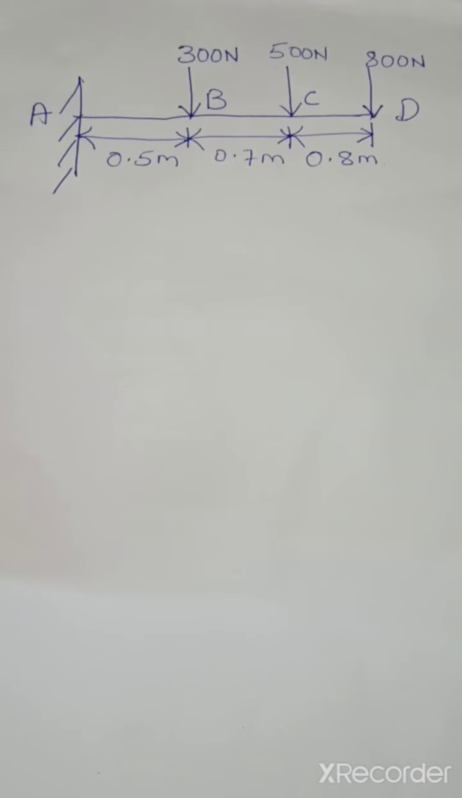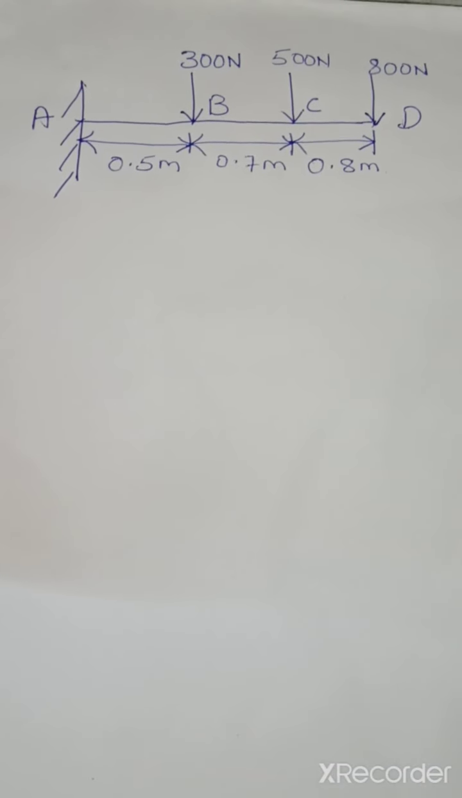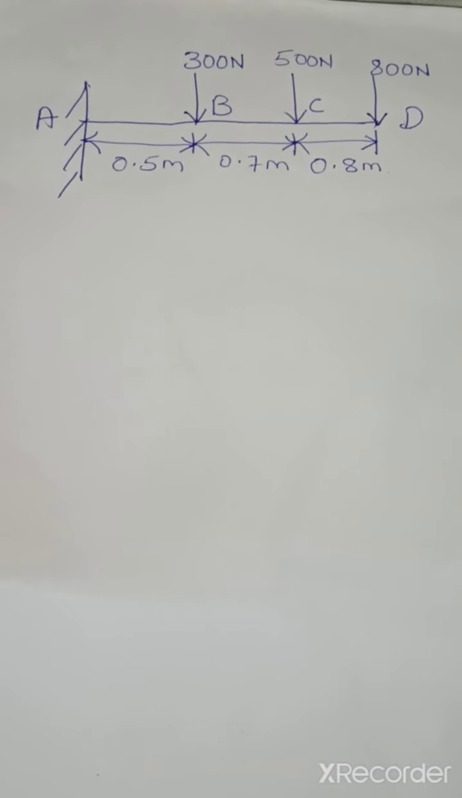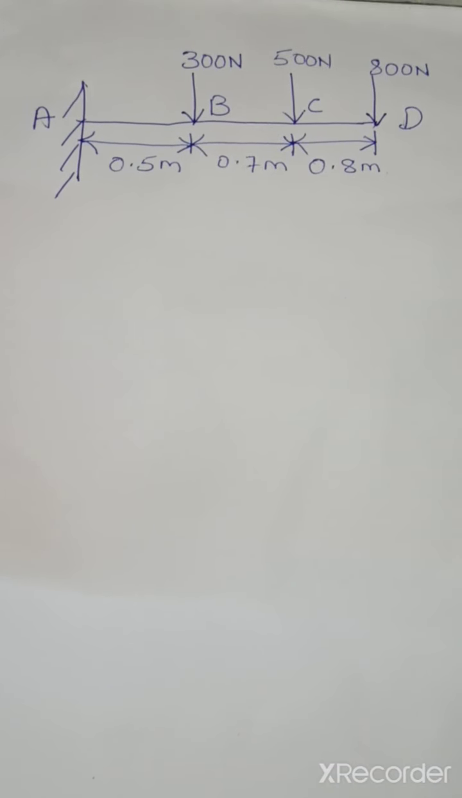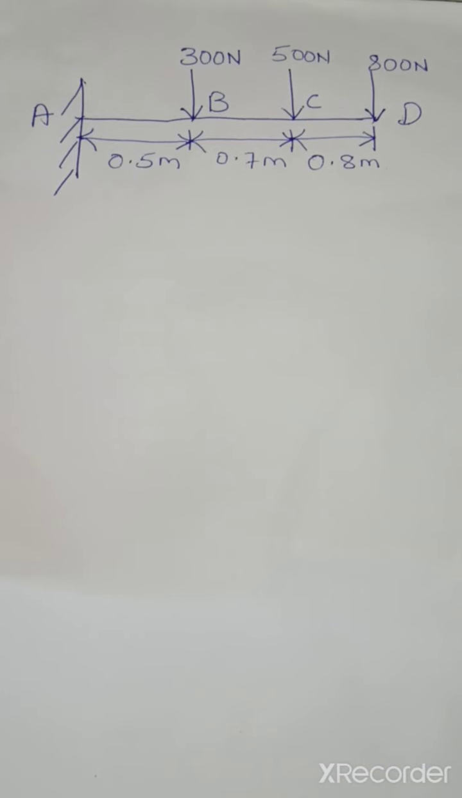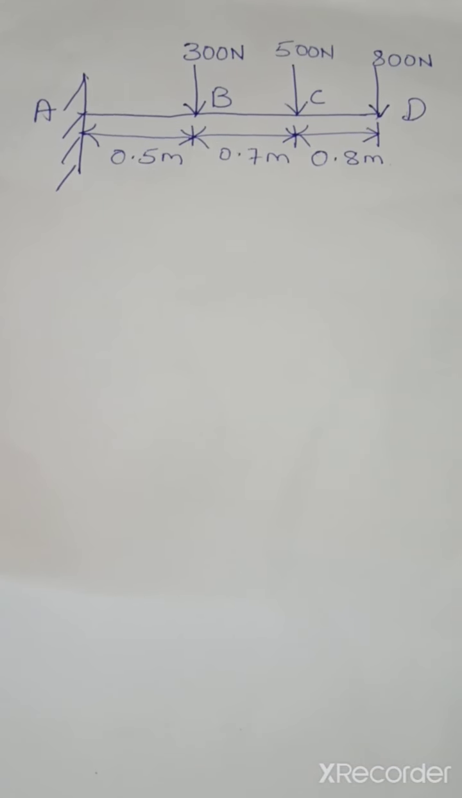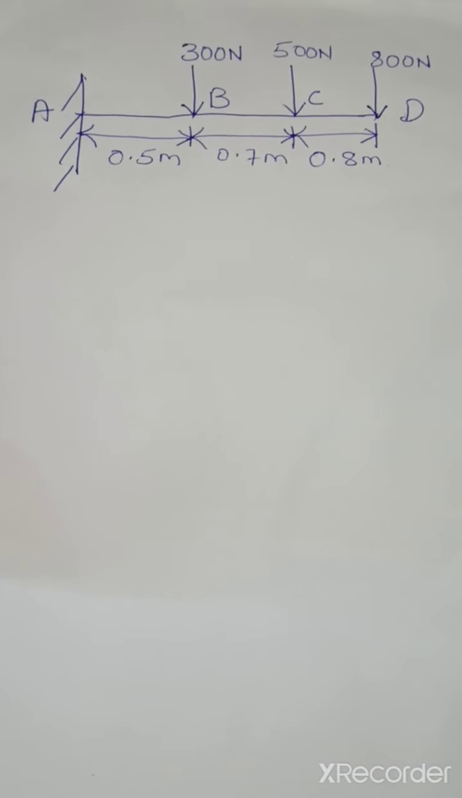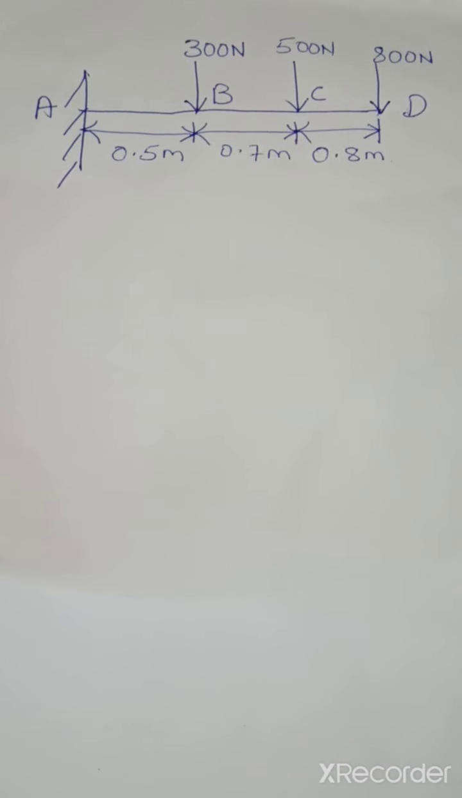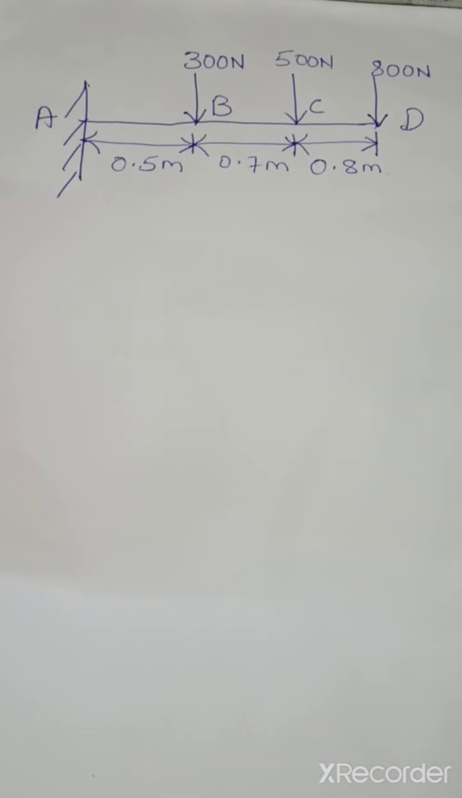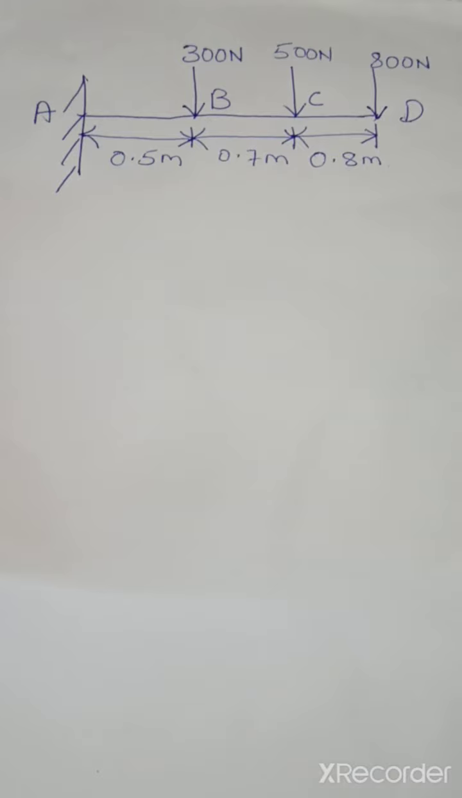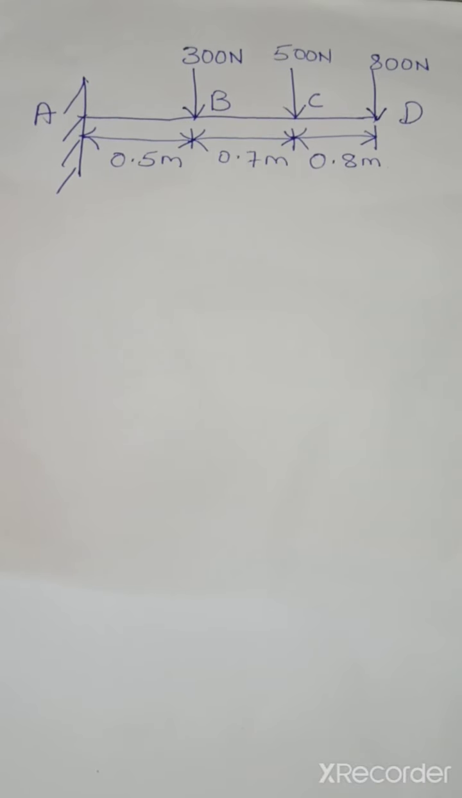So there are 3 point loads here, that is 300, 500 and 800 Newton, spaced at 0.5 meter from A, 0.7 meter from B and 0.8 meter from C. Now we are supposed to find out the shear force and bending moment for the respective points.